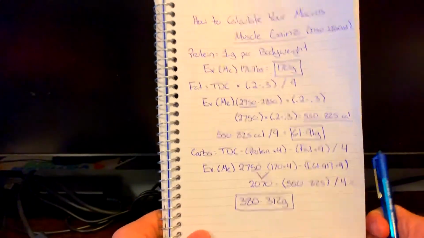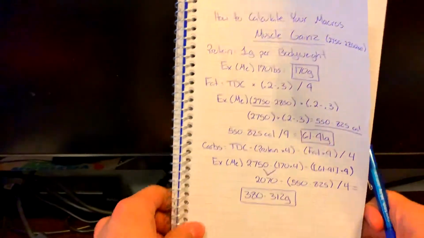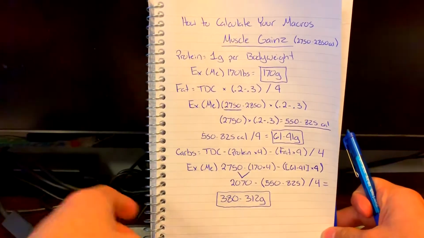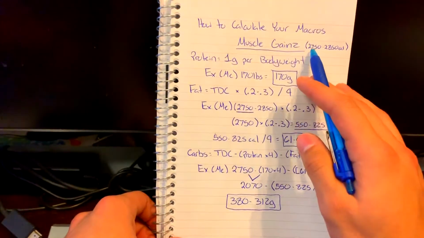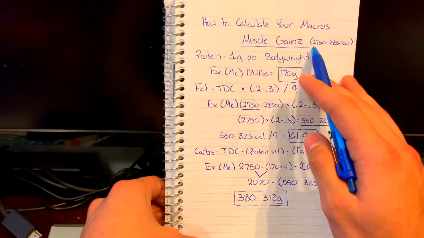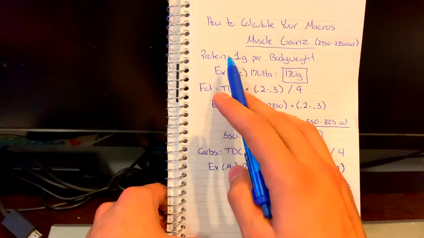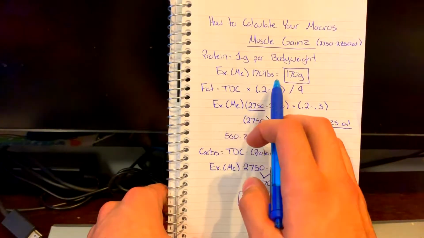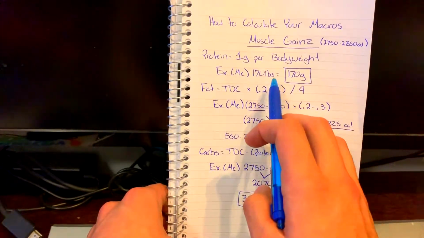Now for the muscle gains, right? We want to build some muscle. So, let me tilt this down a little bit. I'm going to use 2750 for this video, the low end, because I don't want to gain too much weight. Very easy for protein: you're eating 1 gram per pound of body weight. Me, I'm 170 pounds, so I'm eating 170 grams per day.